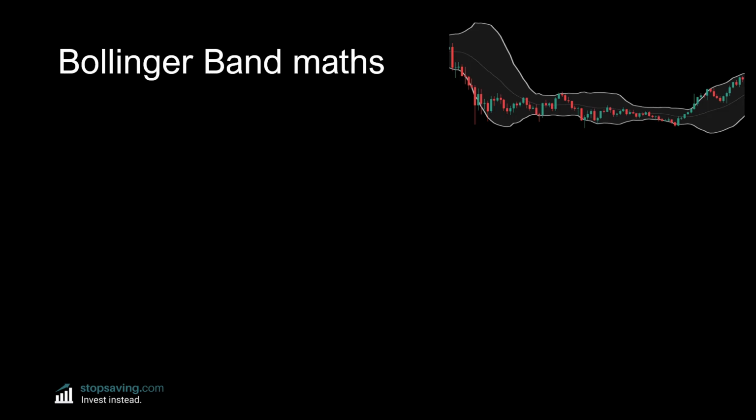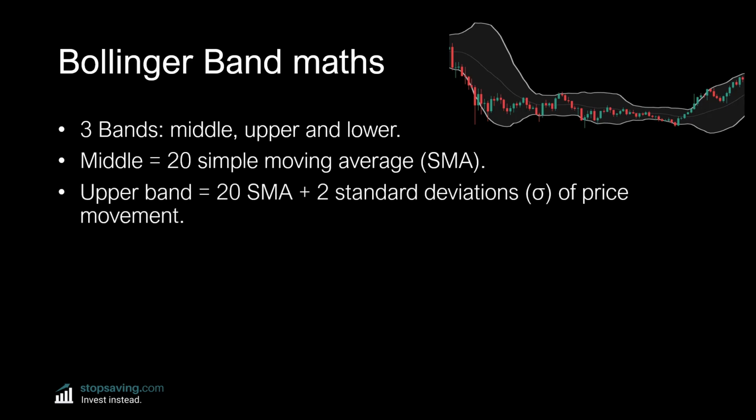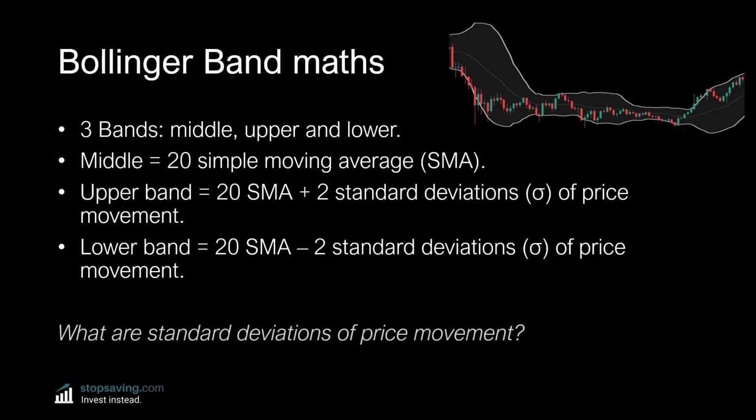So let's now go over Bollinger Band maths in a bit more detail. As I mentioned before, there are three bands: the middle band, the upper band, and the lower band. The middle band is the 20 simple moving average, or SMA. The upper band is the 20 SMA plus 2 standard deviations of price movement. And the lower band is the 20 SMA minus 2 standard deviations of price movement. Now, unless you're already familiar with maths and statistics, you might be wondering what on earth are 2 standard deviations of price movement.